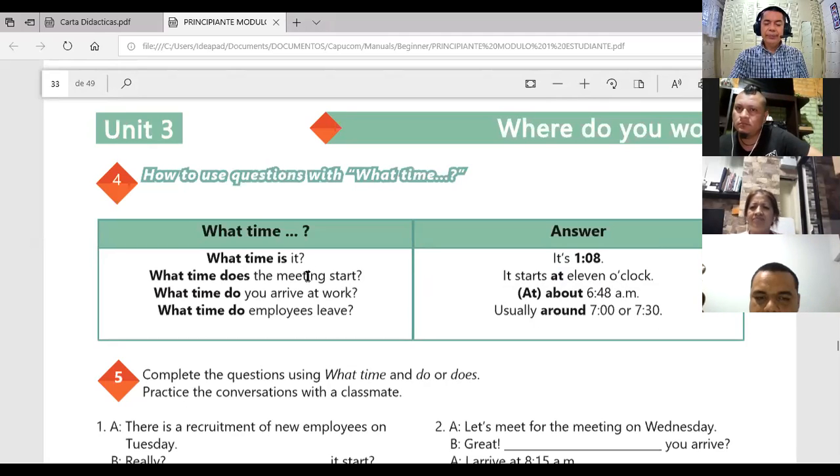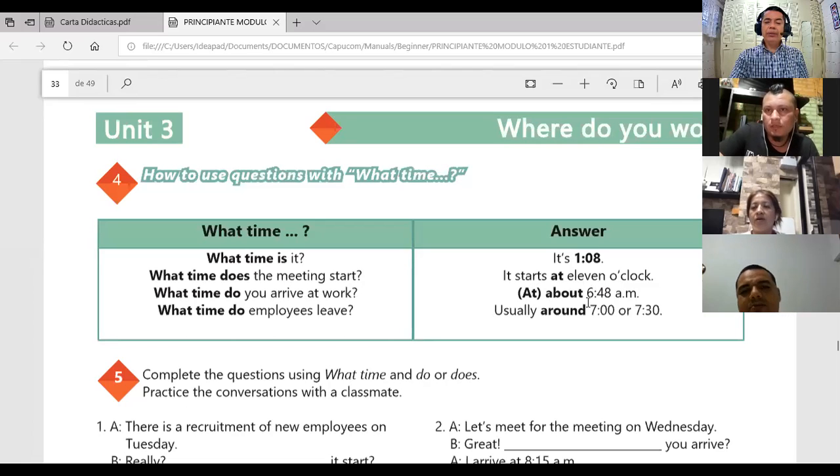What time is it? It's 1:08. What time does the meeting start? It starts at 11 o'clock. What time do you arrive at work? At about 6:48 a.m. What time do employees leave? Usually around 7 or 7:30.